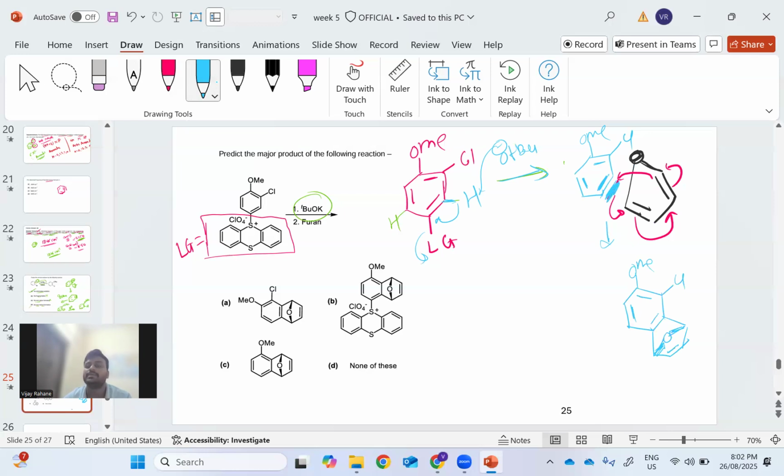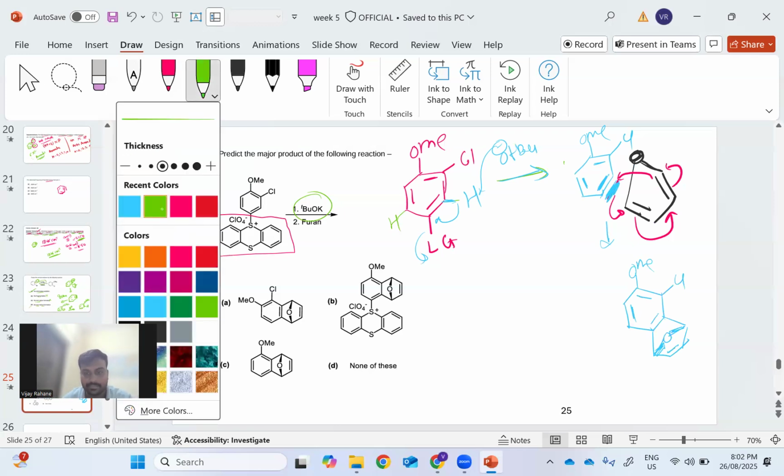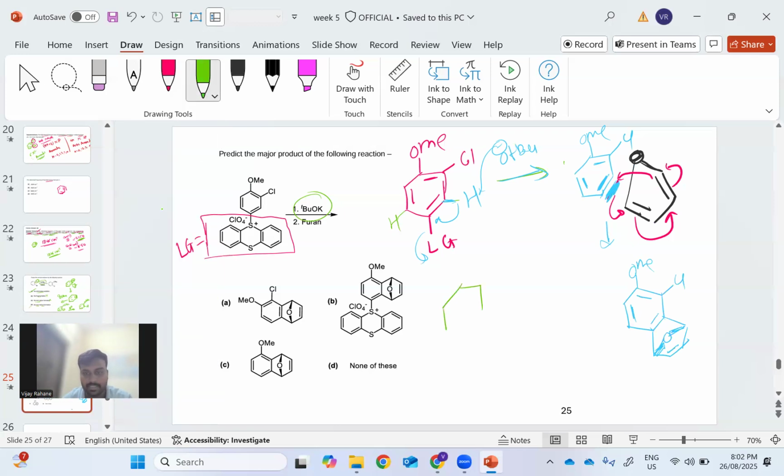So once we have this benzyne intermediate, if you look at the another possibility, it is the abstraction of this green proton. So once this green proton is abstracted, the benzyne will be like this, and here there is a chloro, and here there is OMe. This OMe basically is the electron donating group, right? And the chloro is electron withdrawing group by inductive effect, but donating by resonance effect.